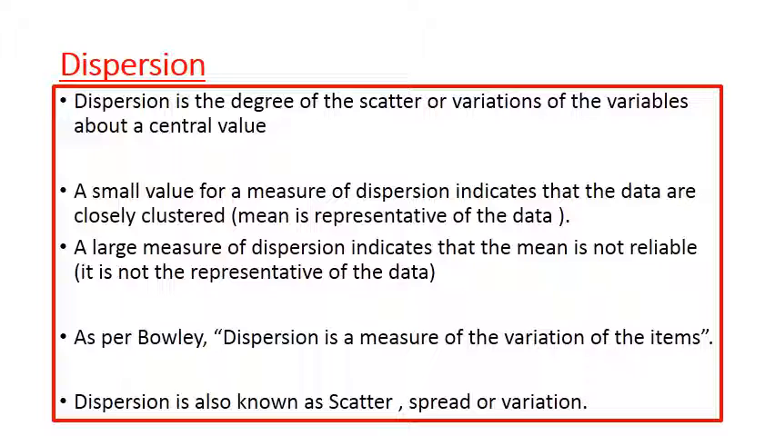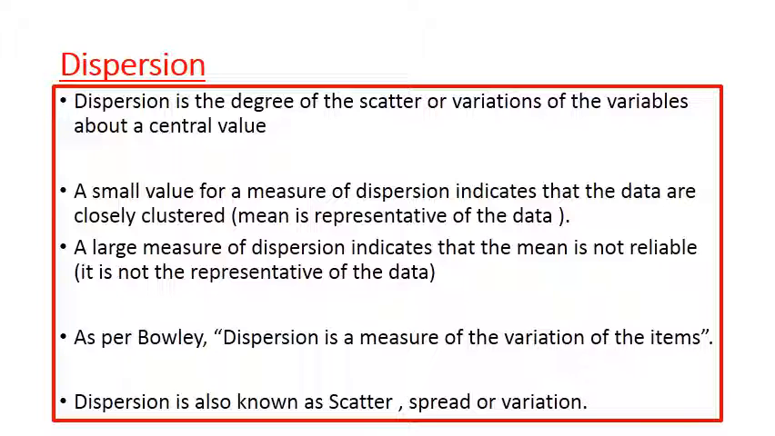As per Bowley, dispersion is a measure of variation of items. Items here means observations. When we talk about different items in a series, how much they vary from one another, how much they vary from the mean value, a central value, that is the dispersion. Dispersion is also known as scatter, spread or variation. So these are the other names of dispersion.